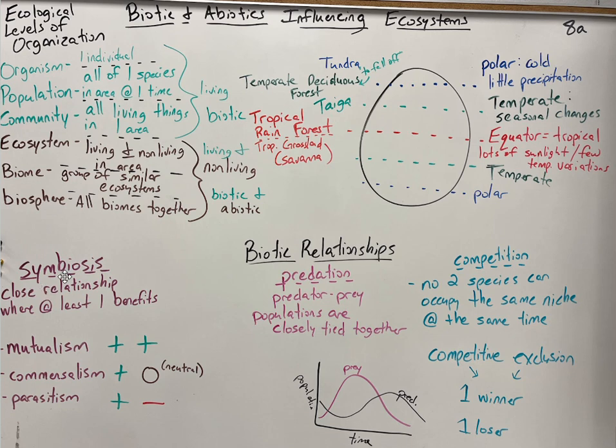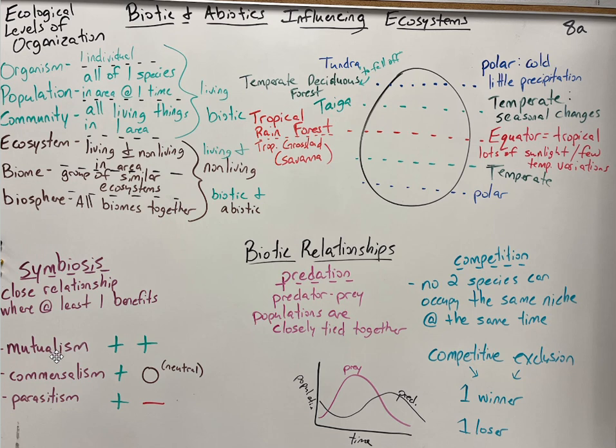So if you were to write a definition of symbiosis, it's going to be a close relationship or a long-term relationship where at least one organism benefits. So a zebra being eaten by a lion is not a long-term relationship. That is more predation. That's going to be predator-prey. Symbiosis is going to be a long-term relationship where one of them benefits.